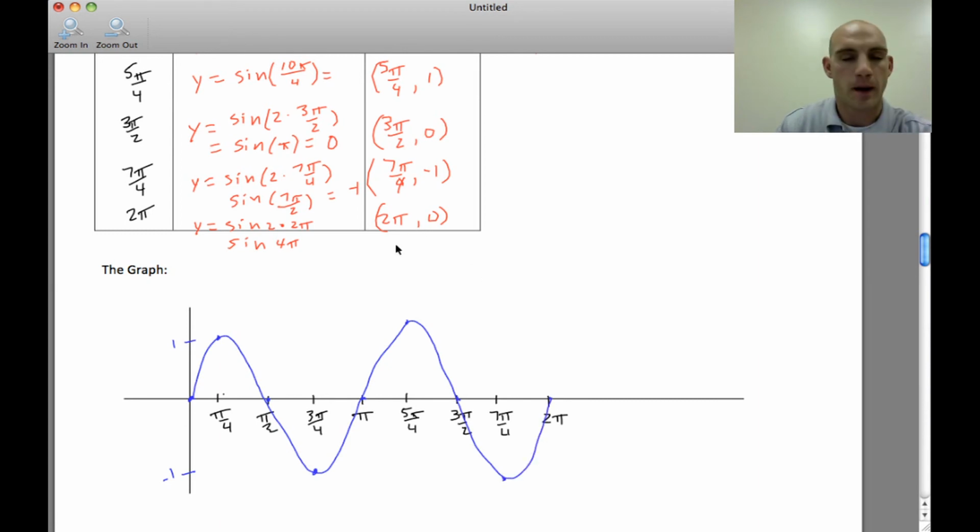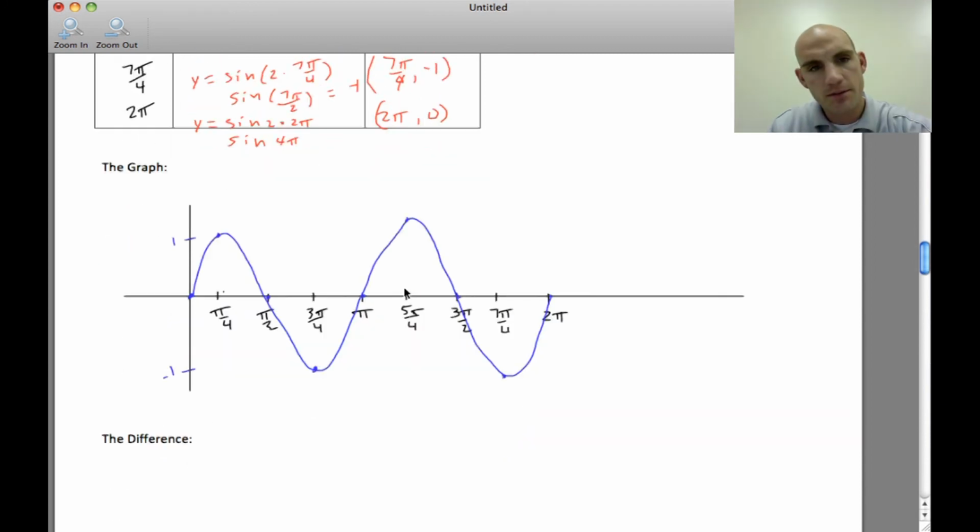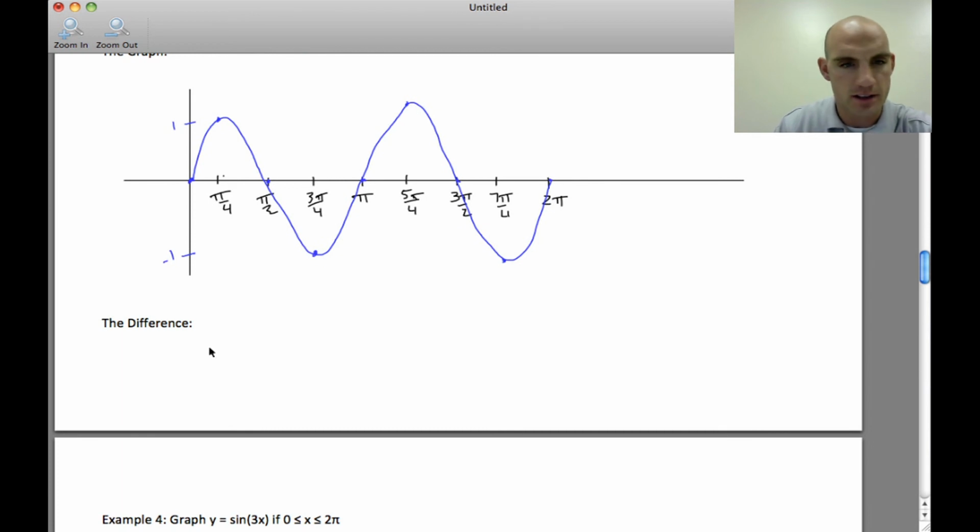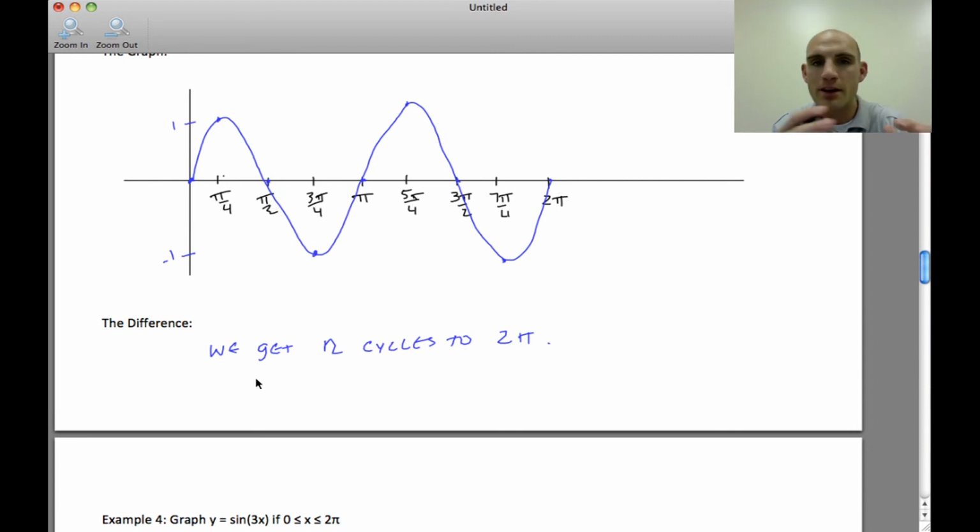Normally, in 2 pi, we only get one of these curves in. But because of the way this graph is, the difference is we get 2 cycles. So we get 2 cycles for every 2 pi. So the period has changed. The period is half of what it was.